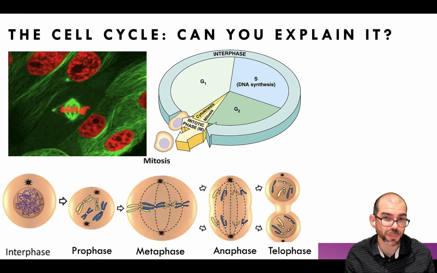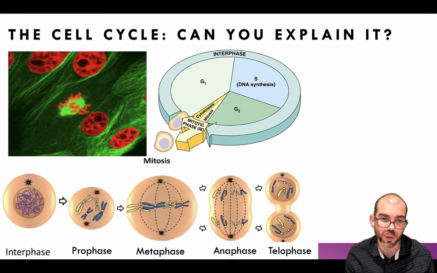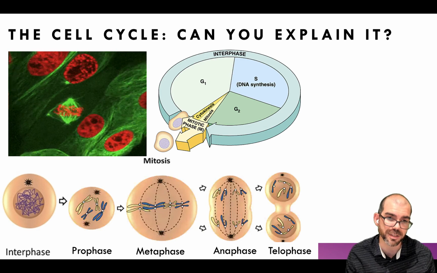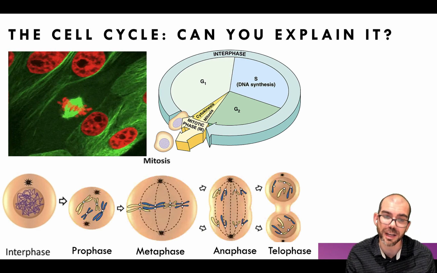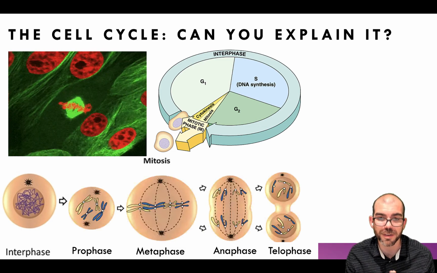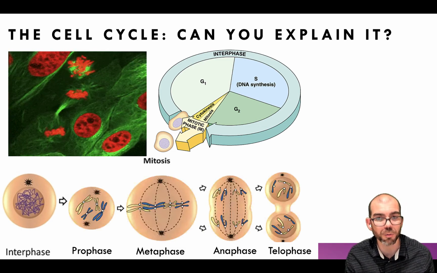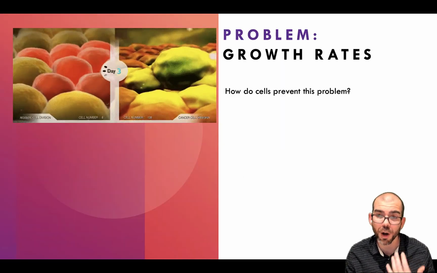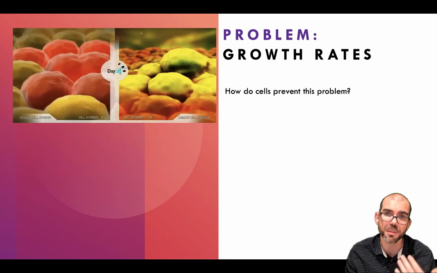So could you explain each phase of the cell cycle? Could you explain interphase, G1, S, and G2, and then explain how during M phase DNA is split and copied through prophase, metaphase, anaphase, and telophase? Hopefully you can. Now there's a problem that cells can develop in terms of their growth.